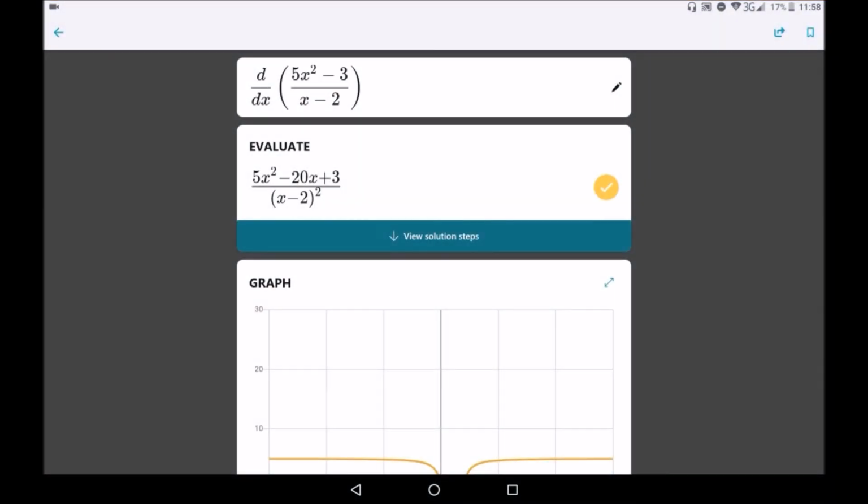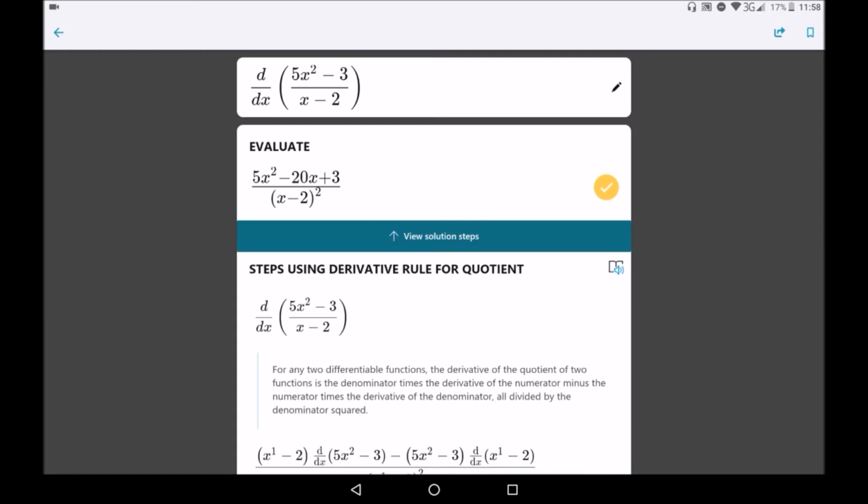Today we want to do differentiation using the quotient rule. So we have this equation here: 5x squared minus 3, divided by x minus 2. We want to get the derivative of that. This is how we do it.